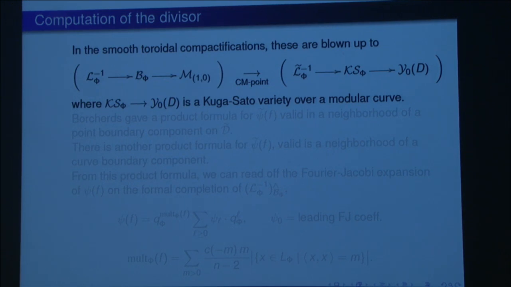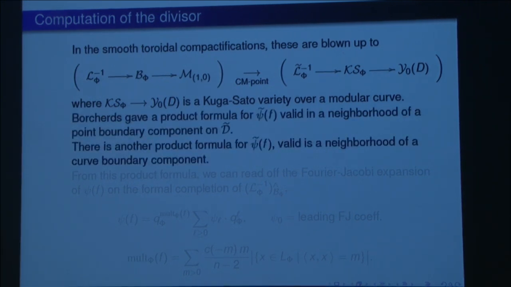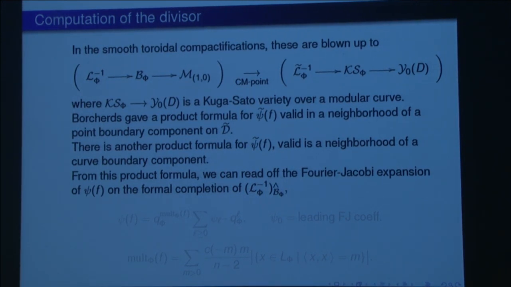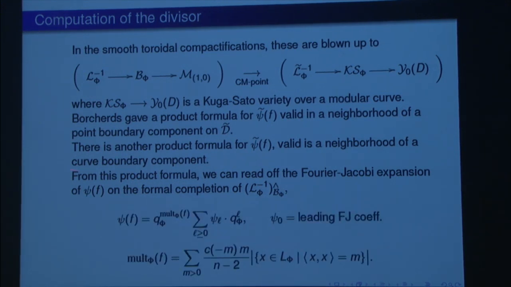So that's the map here. And so what's true is I found another product formula for this Borcherds form, which is valid in the neighborhood of the curve boundary component. Okay. And so if you look at this other product formula, you can read off the Fourier-Jacobi expansion, both of this guy here along that curve, but also therefore of the pullback at the neighborhood of that CM point.